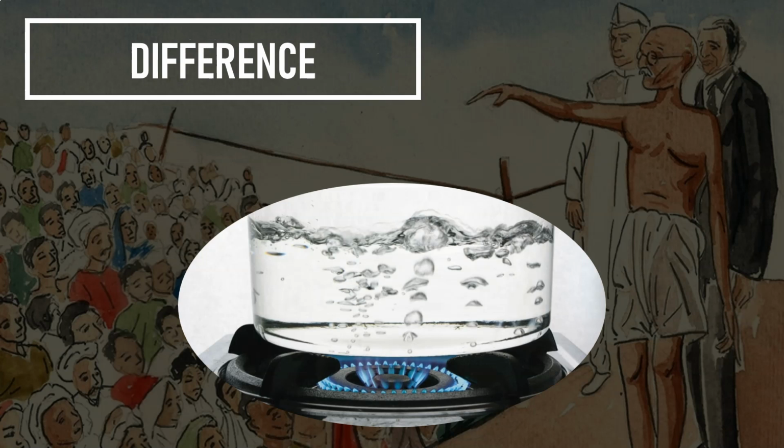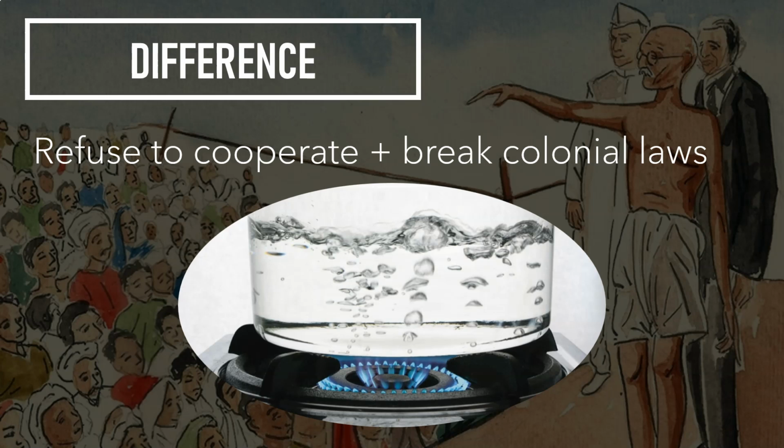So the difference here was brought by the Salt March. Through the civil disobedience movement, it was an enhanced version of the non-cooperation movement. People were still refusing to cooperate with the British, as it was the fundamental ideology put forward by Gandhi. But they were also simultaneously breaking colonial laws intentionally. So they're displaying their unlawfulness through the civil disobedience movement.